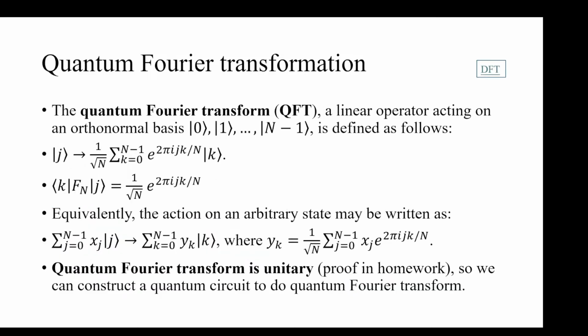And more generally, just like the xy equation, we can also write that if you have an input vector with coefficients hj, and it changes to an output with coefficients yk, then yk will be equal to 1 over square root n, the summation over j from 0 to n-1 of hj e to the 2 pi jk over n.